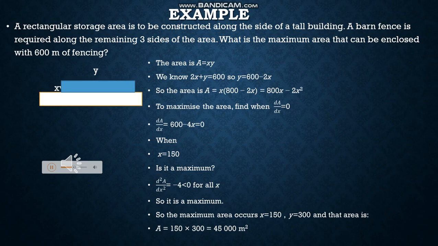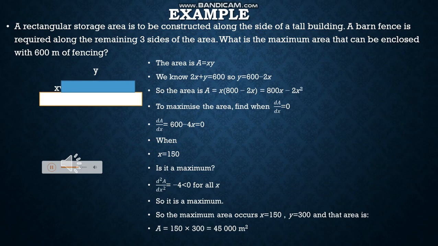When x equal to 150, we get this amount by 600 minus 4x equal to 0. Then we will get x equal to 150. So is it a maximum? To find out if it is a maximum, we need to further differentiate this equation. Then we will get -4 for all the x. So -4 is smaller than 0, so it is a maximum.